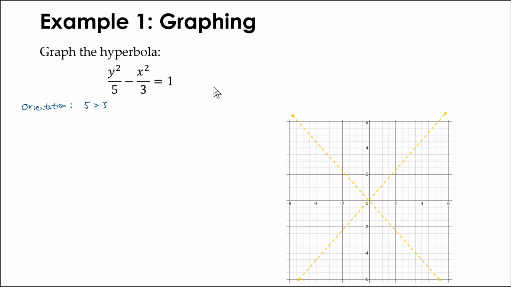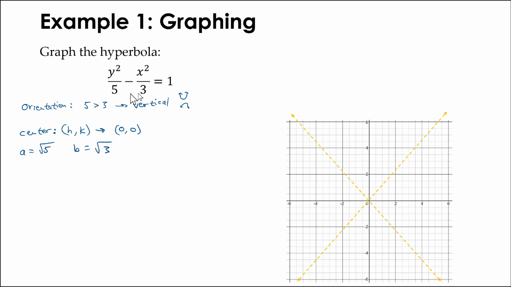Taking a look at our orientation here, 5 is our greatest denominator, and that is under the y term, which tells me that I have a vertical orientation. My center is (h, k), which we get from the top here. I've got x minus h quantity squared and y minus k quantity squared, and I don't have anything actually in my equation, so I know that h and k are both 0.